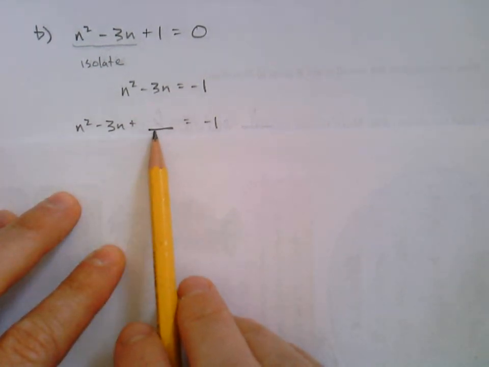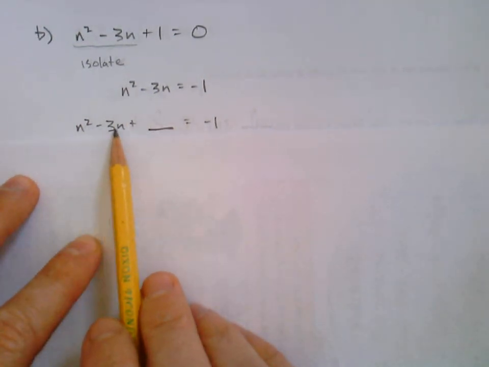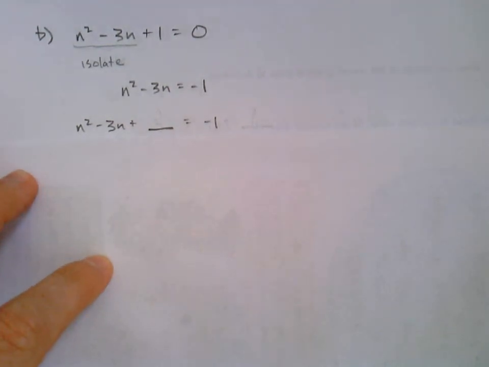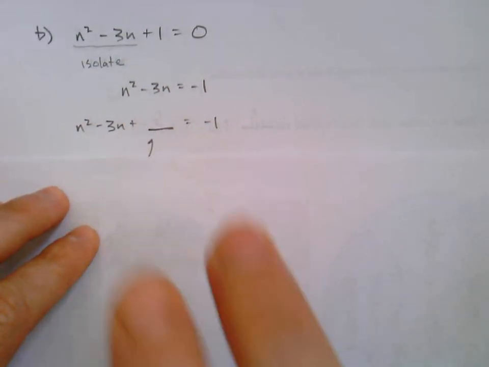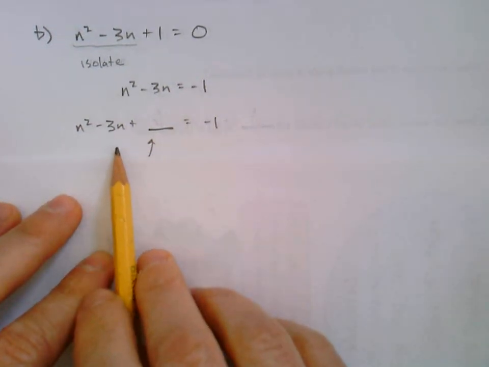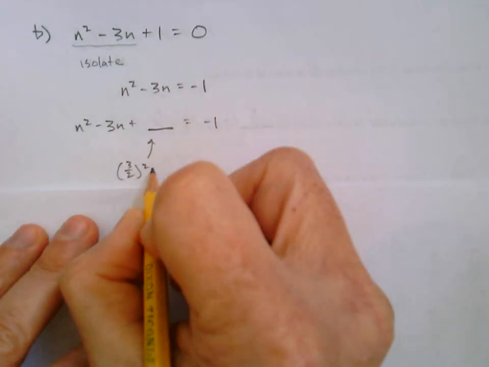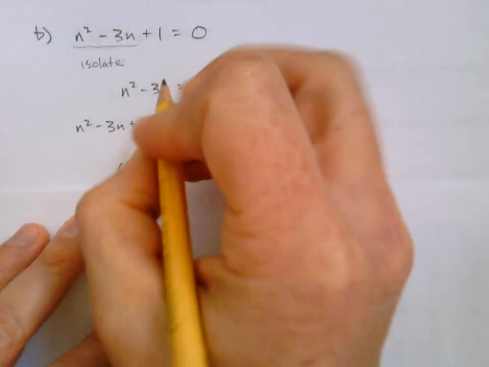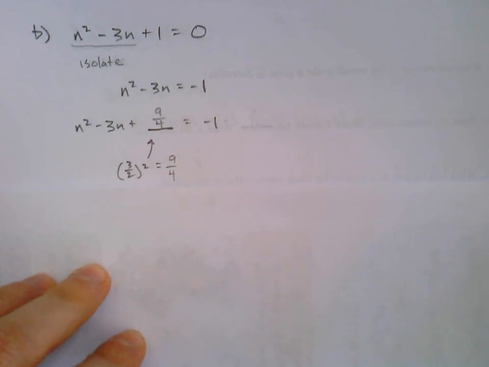N squared minus 3n plus what? What should we add to form a perfect square trinomial on that left side? And I think I might have given it away. I don't know if you saw. Hey, we take half of that number and square it, right? 3 over 2 squared, which is 9 over 4. And we got the fraction here because we had an odd number. But it is what it is. It's the same pattern. Half of the number squared.